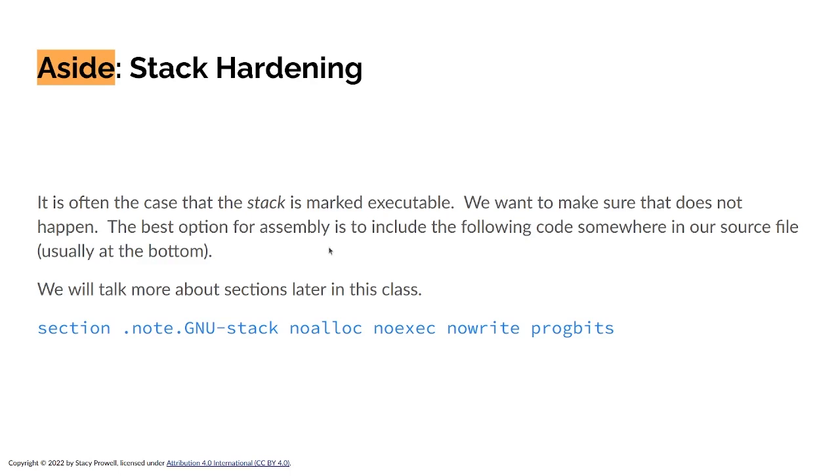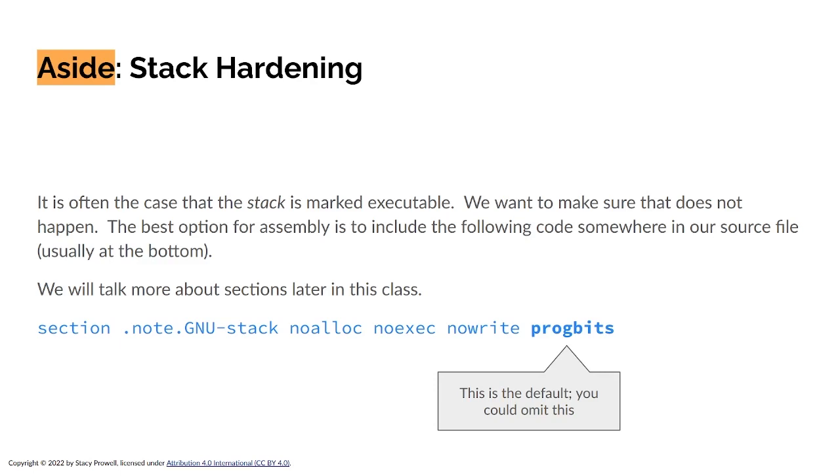But the way we're going to get it is by including this note in our program, usually at the bottom. The first thing we're going to do is declare a section. This is going to be the section name, and it's basically just a little marker that we're putting in to indicate to the rest of the stuff that comes after it that we want the stack to be not executable. We're not going to allocate any space. Nothing's going to be in our section. It's not going to be executable. We're not going to write anything to it. And this is just the default. Progbits is the default. You can omit that and it would be assumed.